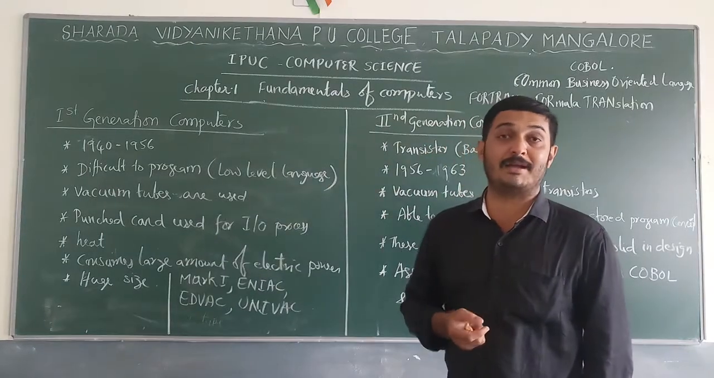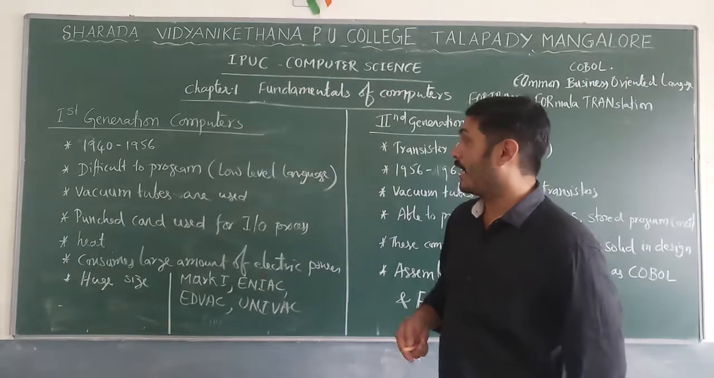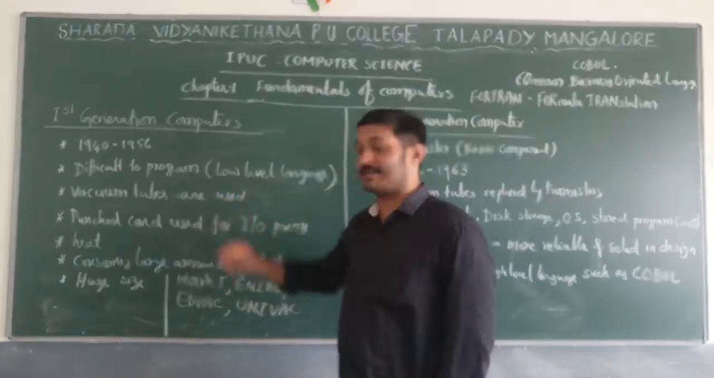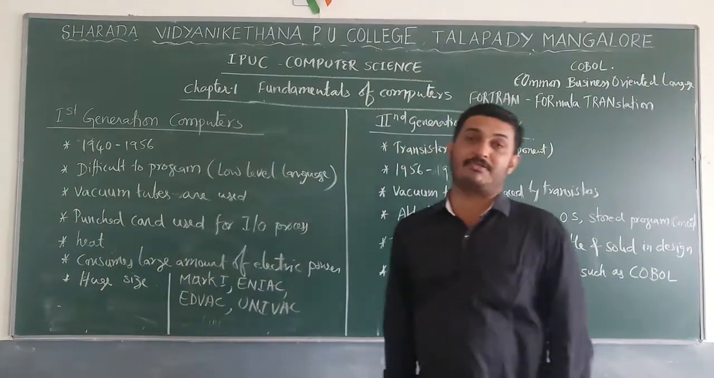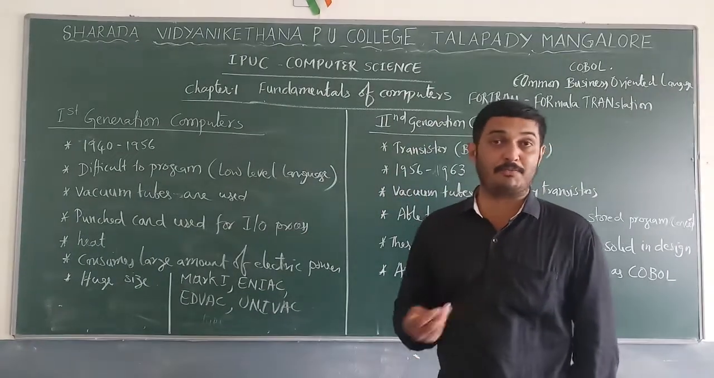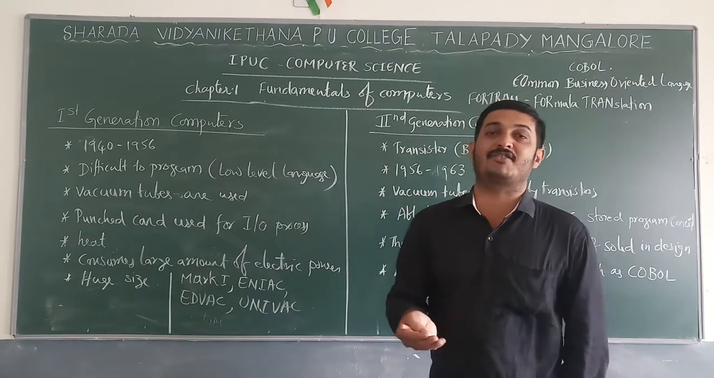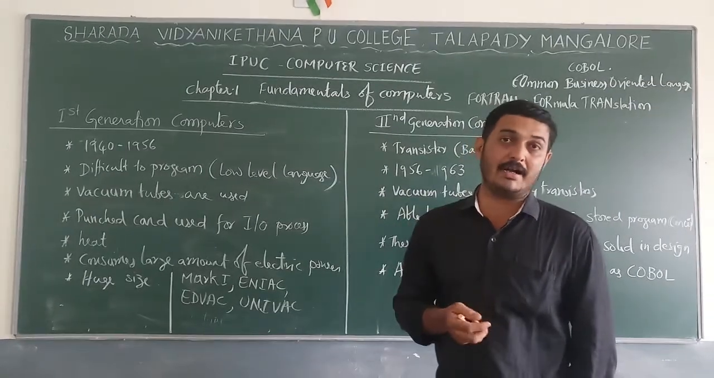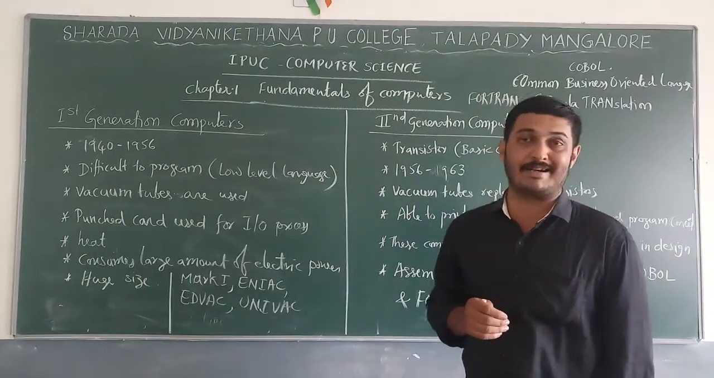See, vacuum tubes are big, bulky, unreliable, and not portable also. And next, punch cards are used for input output process. That means there are some inbuilt instructions under the punch card, so that is given as input, and we can get the output through the punch card itself.